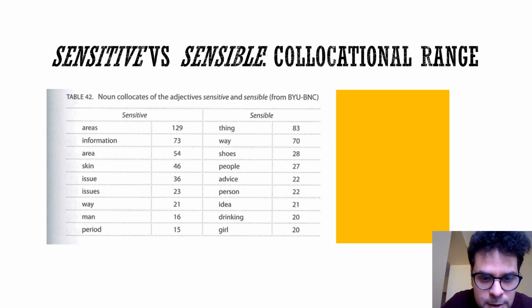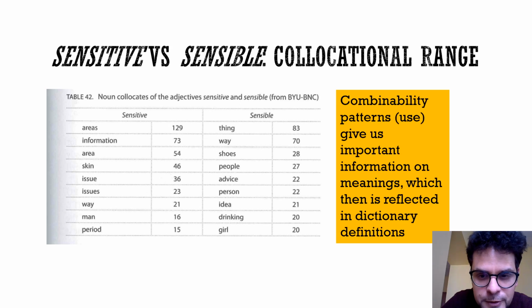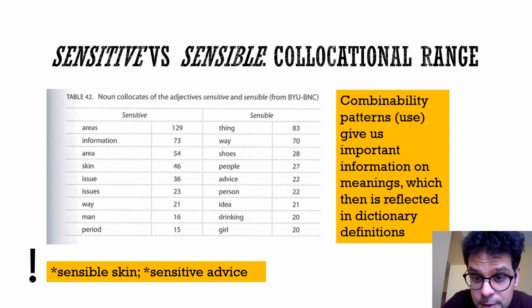So what we can see here is that there is a difference in combinability pattern. We can say, for instance, a sensitive skin, but we can't say a sensible skin, and we can't say a sensitive advice. So of course we can draw the conclusion that sensible has more to do with ideas and sensitive with physical reactions.